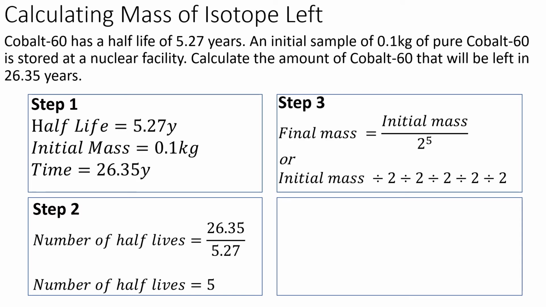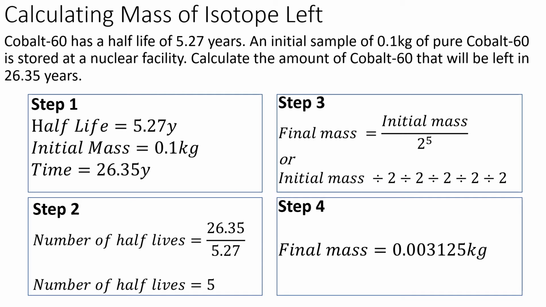You can use that equation, final mass equals initial mass divided by 2 to the power of 5, or you can just take that initial mass in your calculator and divide it by 2 5 times in a row. This will give us an answer for the final mass of 0.003125 kilograms. So all we've done there is we've taken that initial number and divided it by 2 5 times in a row.